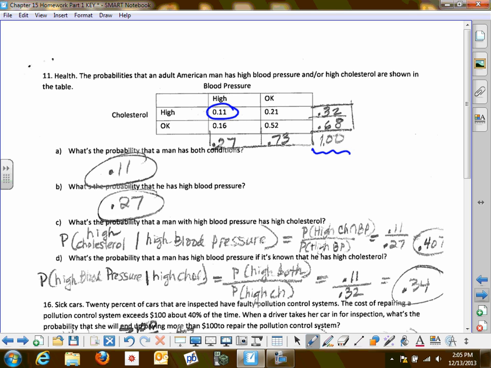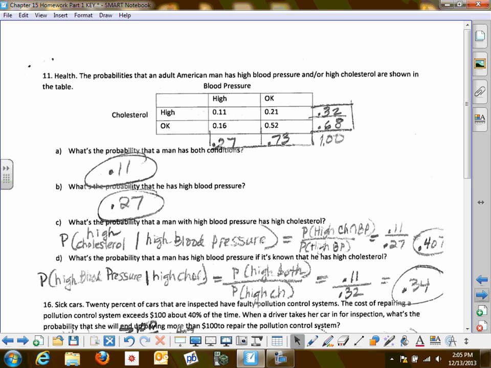Second one, what's the probability that a man, so out of your 100%, has high blood pressure? That means this entire section here. So that totals to 27%. The only requirement is that he has high blood pressure. He can have high cholesterol or he can have okay cholesterol. So both of those together. All right.